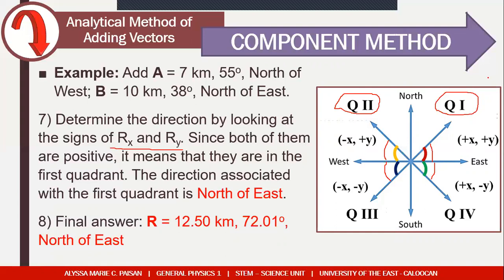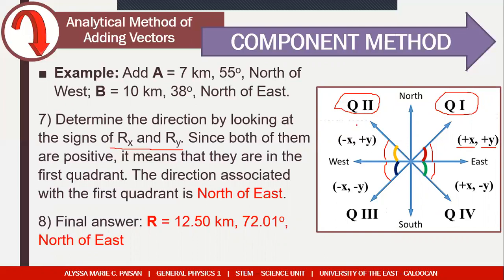So, halimbawa, 45 degrees yung nakuha mo, no? 45 degrees yung nakuha mo. And then, your r sub x is positive and your r sub y is also positive. Let's say that's the case. Your direction would be northeast and not north of east. So, your final answer should be 12.15 kilometers northeast if the angle that you have computed is 45 degrees.